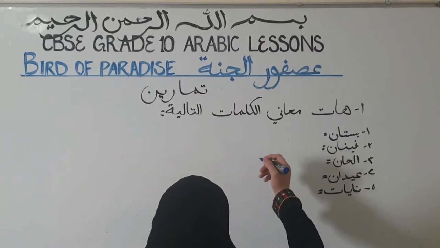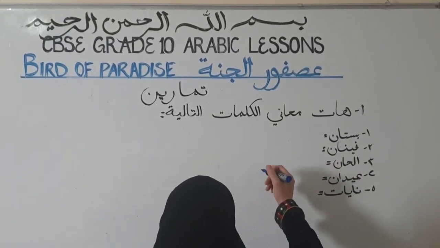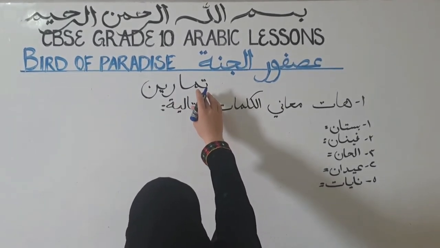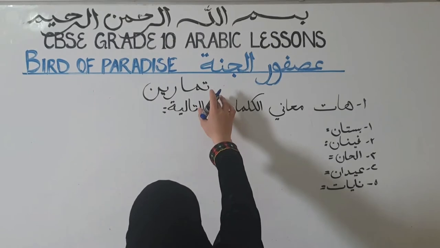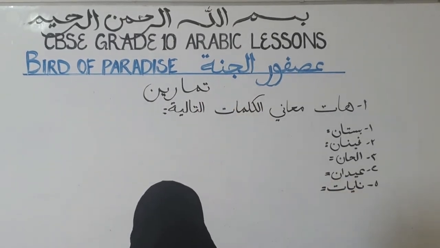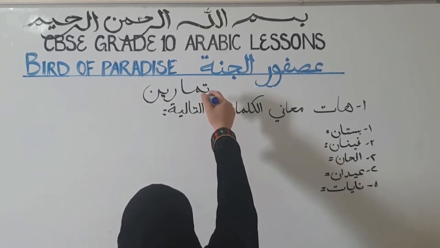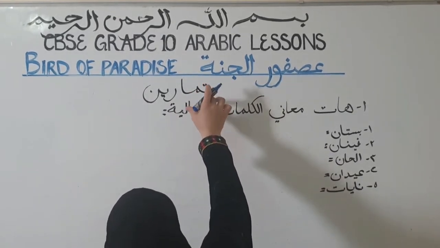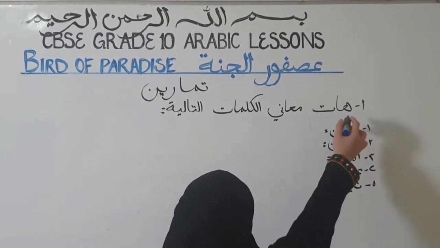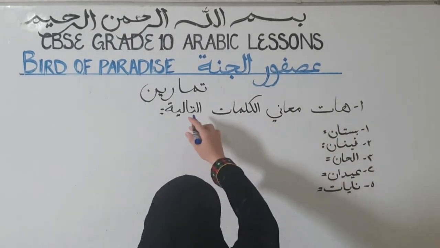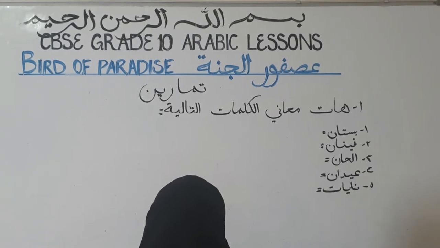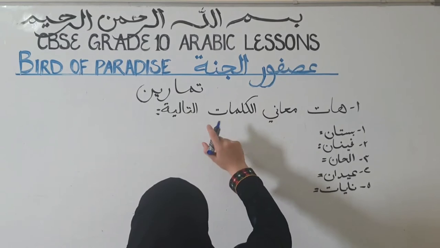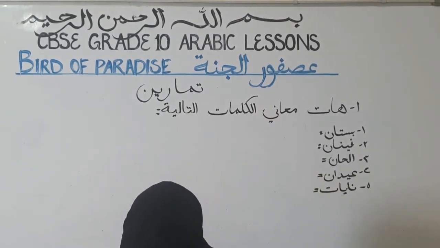That was the explanation of the chapter, and now we come to the exercise part of the chapter. I have been explaining this word tamarin in many videos, especially of grade 9. You can refer to that if you haven't. Tamarin means exercises, which is the plural of tamrin. The first question is: bring out the meaning of the following words.